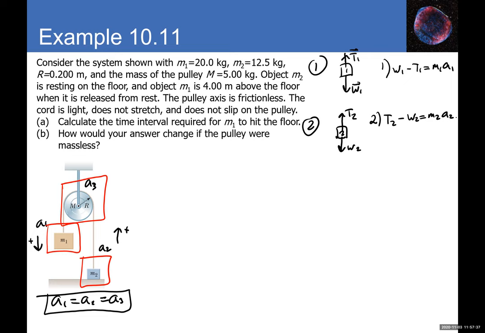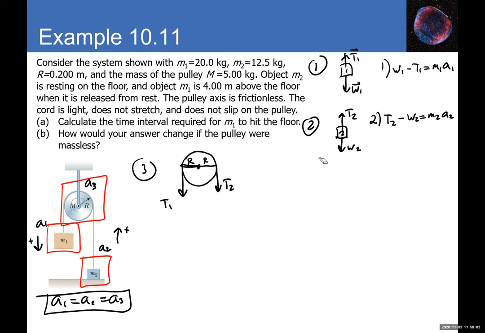Now, finally, I have system three, which is something new. System three is basically the disk, where I have tension one and tension two acting. They're both acting the same distance from the axis of rotation, right? Which is the same radius distance. So this gives me equation three.